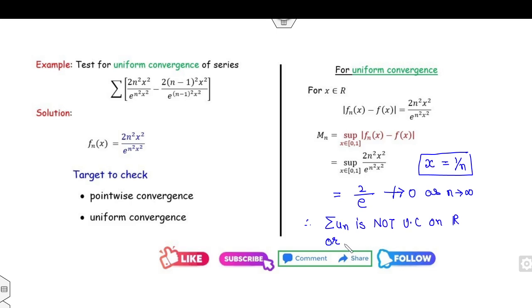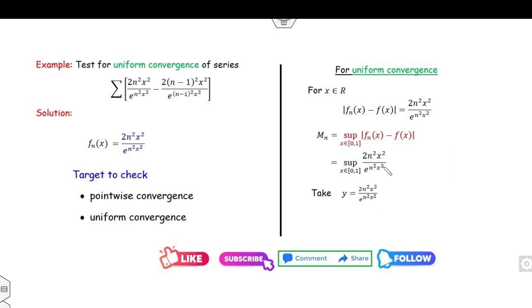Or you can say the series is not uniform convergent on any interval which contains the point 0, because the domain is R and 0 belongs to R. This is the first method. Second, you can consider this expression as y. Find the y dash. Fine. Then y dash is 0. This implies x is 0, x is plus minus 1 over n. Now the domain is the whole of R.